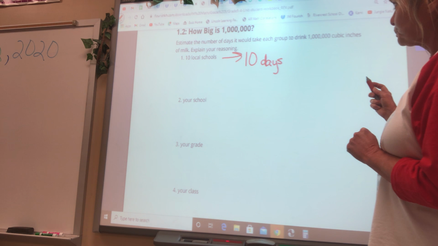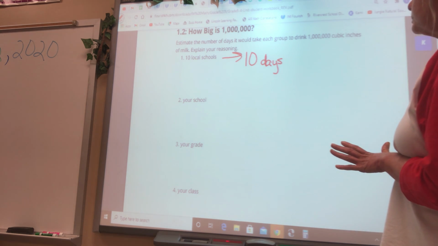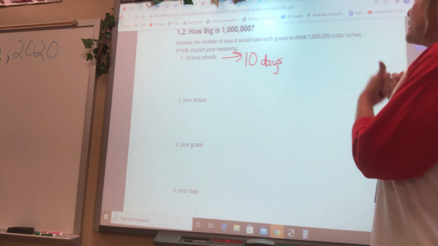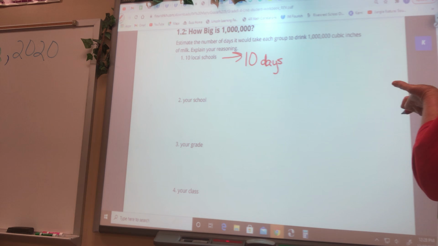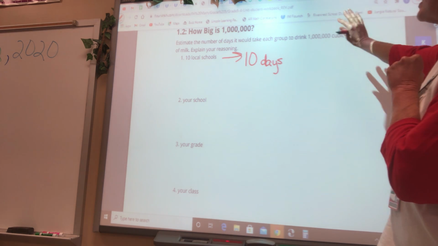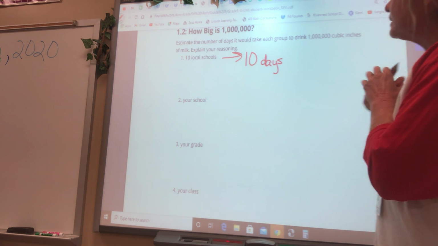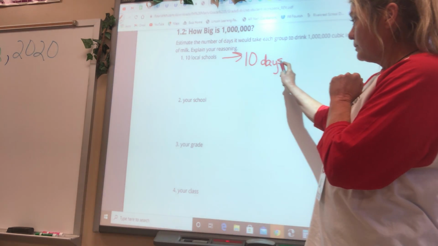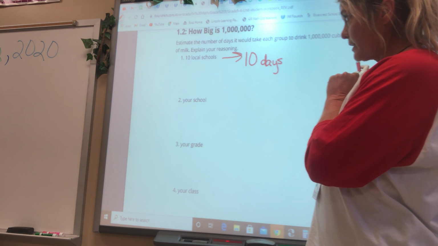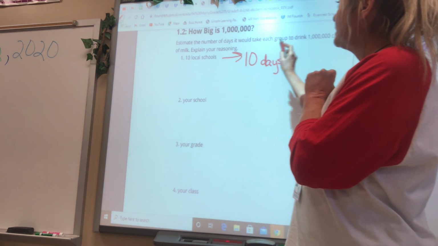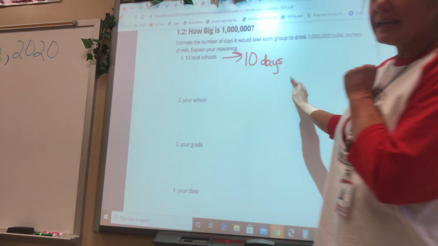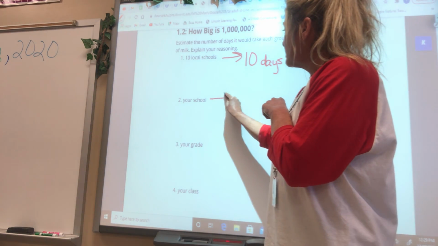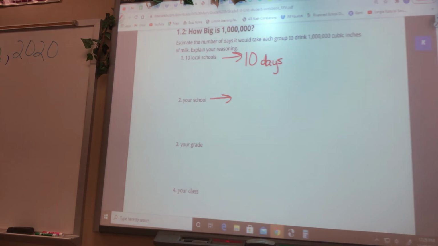So, the 10 schools, excuse me, let me back up, because it changes on us. Okay, yes, if each school was drinking 100,000, and then we have 1 million, we would be dividing 100, 10 schools. If 10 schools could drink 100,000 per day, then it would take 10 days for them to drink the 1 million. All right, and then it goes down to your school.